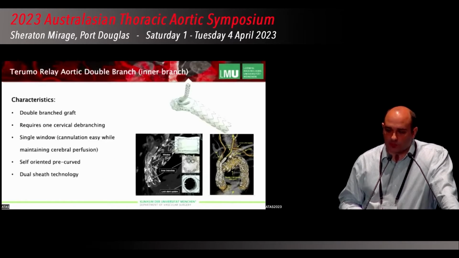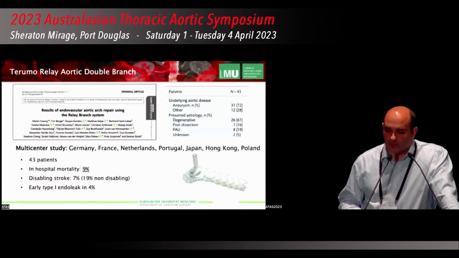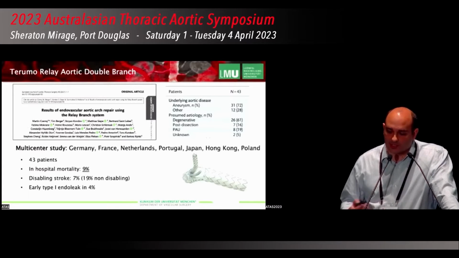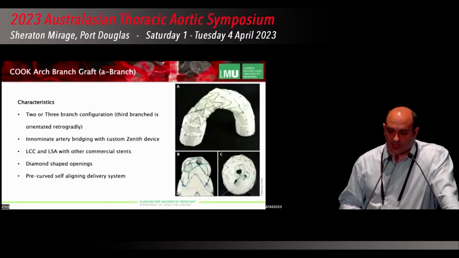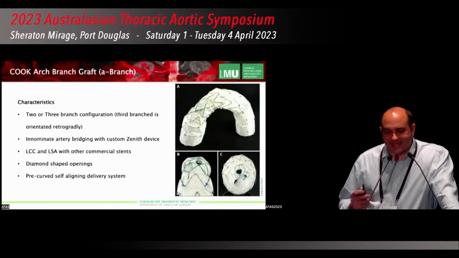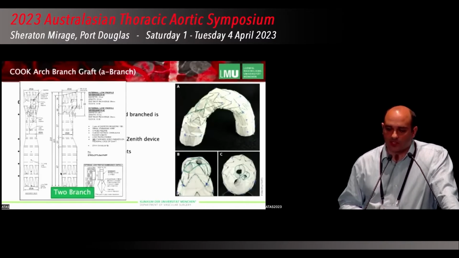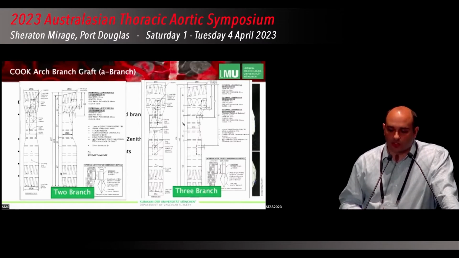Terumo came up also with a double arch device, now recently also with a triple arch device. And the results in the first study that they published were acceptable, but a relatively high mortality and stroke rate. The reasons are unclear, but it was also the first experience with this endograft. The most extensive experience worldwide exists with the Cook device, which comes as a double branch device, as CMD, so custom made, patient specific, but also a triple arch device.